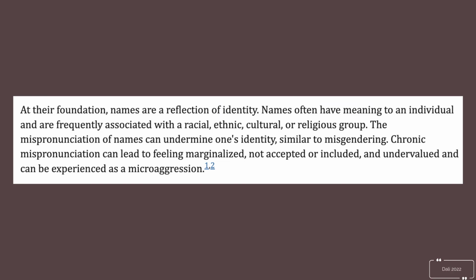At their foundation, names are a reflection of identity. Names often have meaning to an individual and are frequently associated with a racial, ethnic, cultural, or religious group. The mispronunciation of names can undermine one's identity, similar to misgendering. Chronic mispronunciation can lead to feeling marginalized, not accepted or included, and undervalued, and can be experienced as a microaggression.